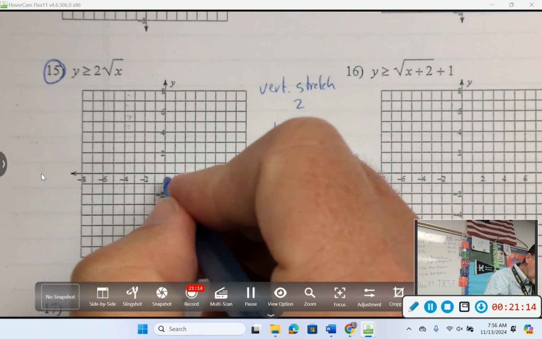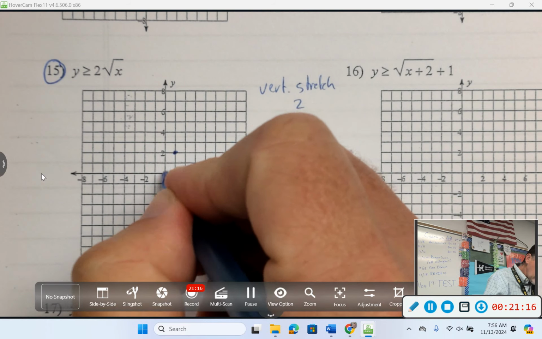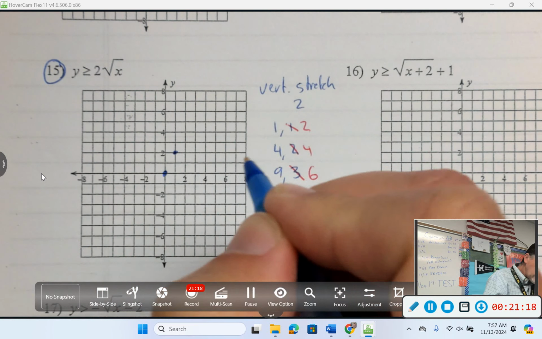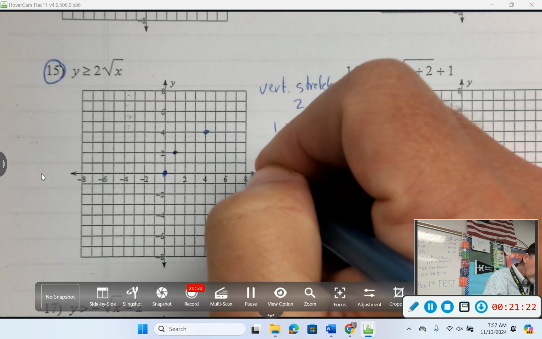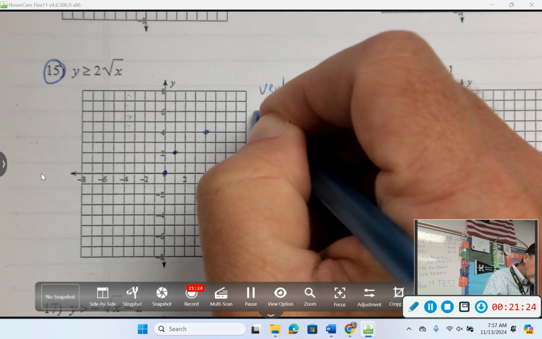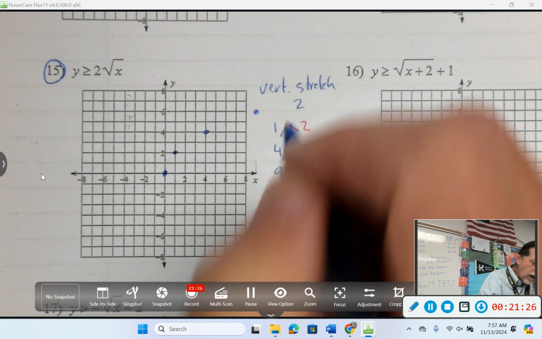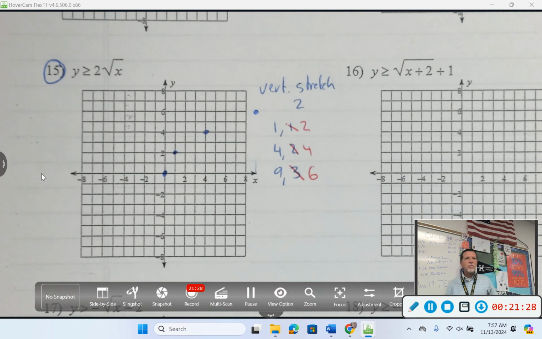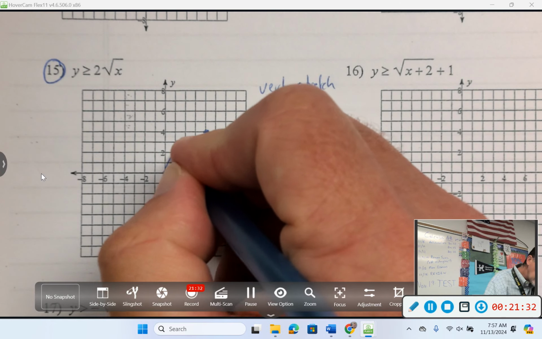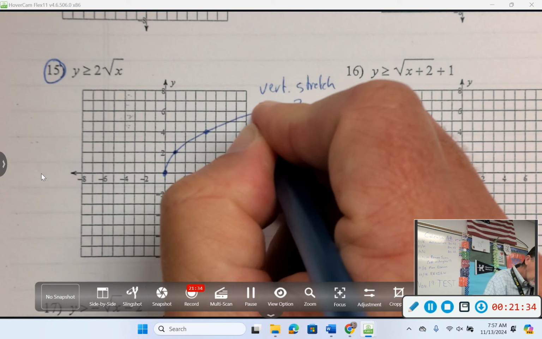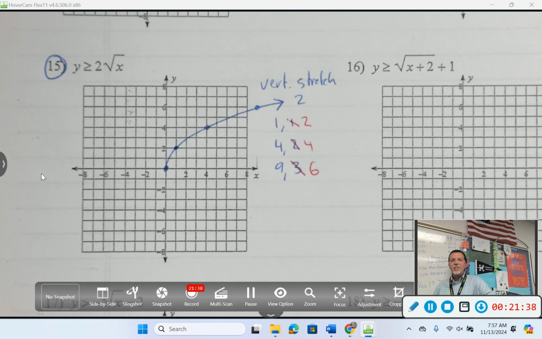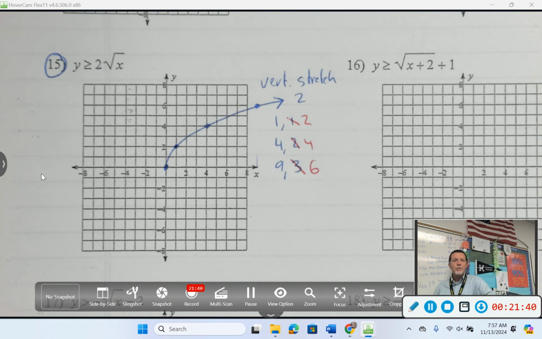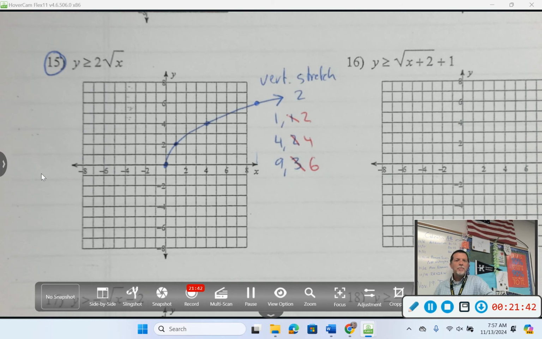So, I think we just have 1, 2. Oh, that's a really good question here. We're 4, 4. 9, 6. Solid versus dash. We got solid, because of the equal sign. Oh, I completely forgot about the solid dash. Well, on this one, if you forgot about solid dash and you just did a solid line, it doesn't matter. You'd be fine. Yep. Okay.